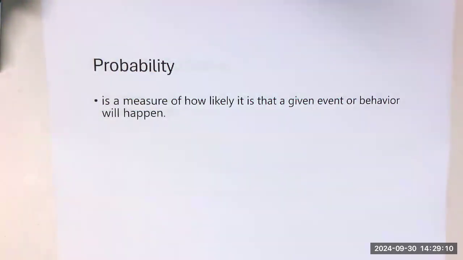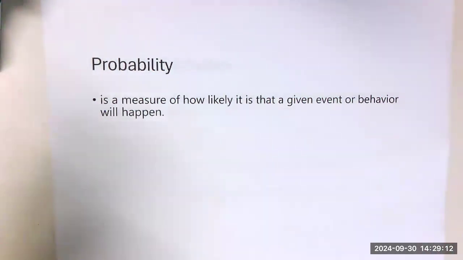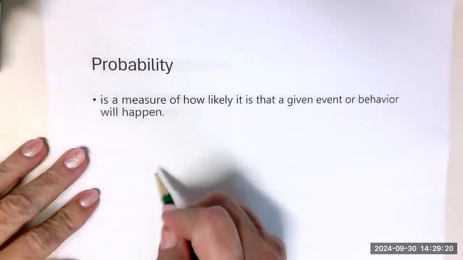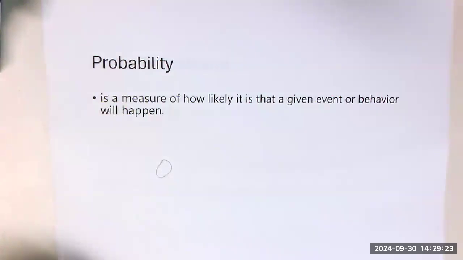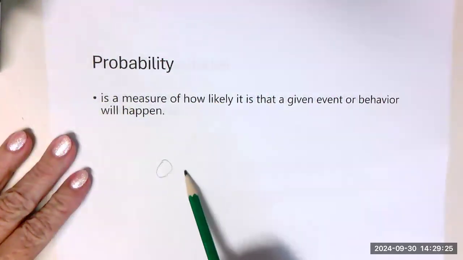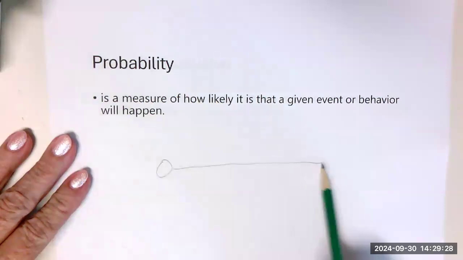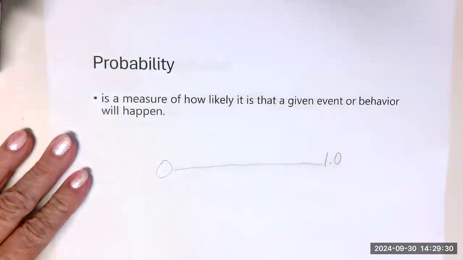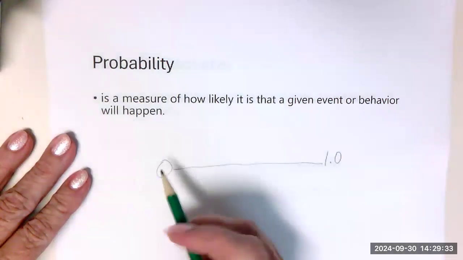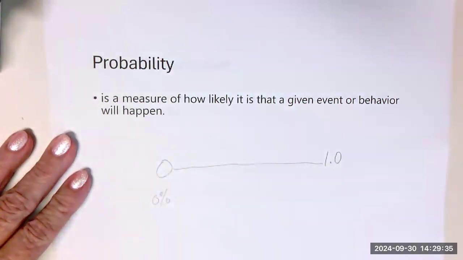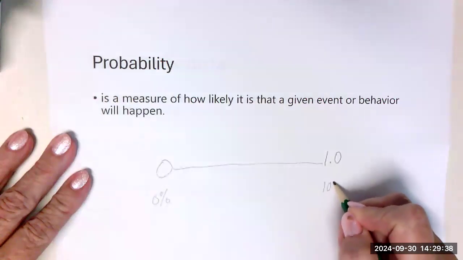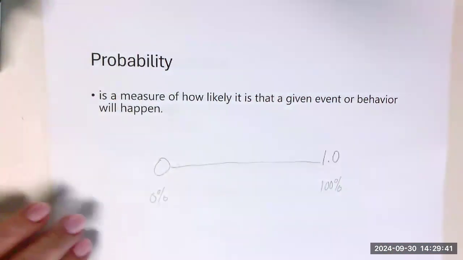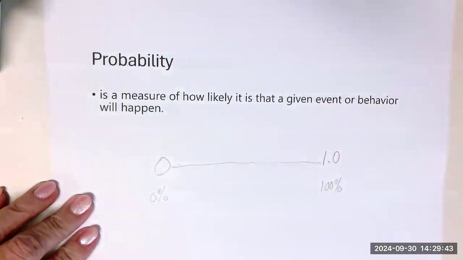So first of all, probability, what is it? All it is a measure of how likely it is that something is going to happen. So if something has a 0 probability, right, that means it will never happen. And the scale of probability goes from 0 to 1, or from 0 chance, 0% chance, to 100% chance. So anywhere on this scale, you can find a probability.